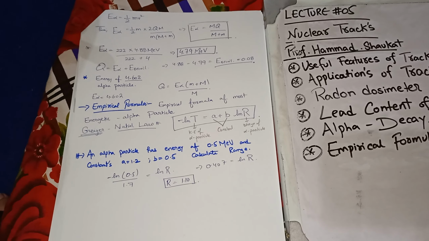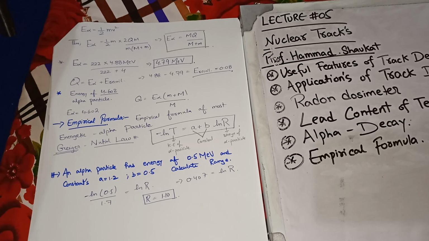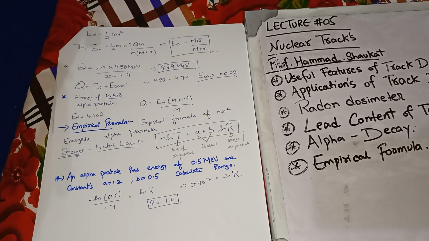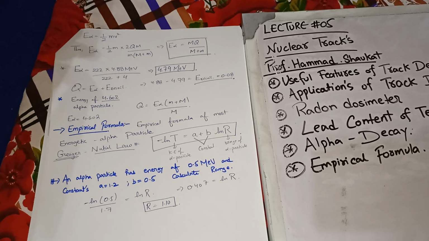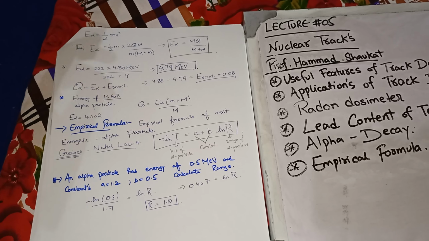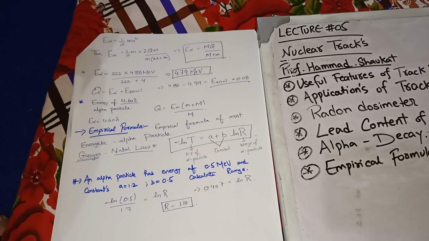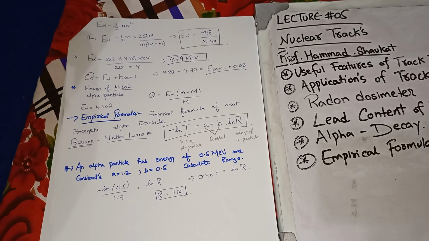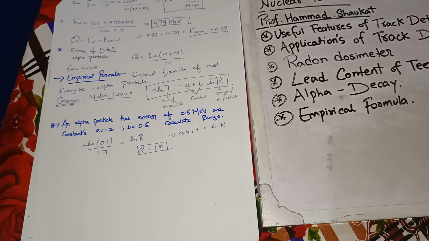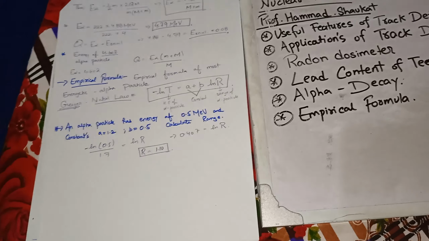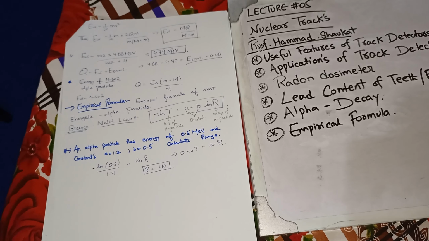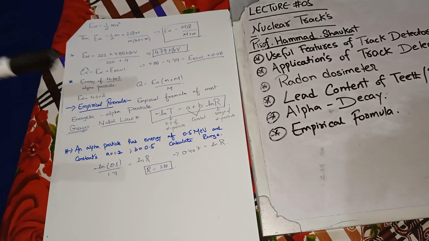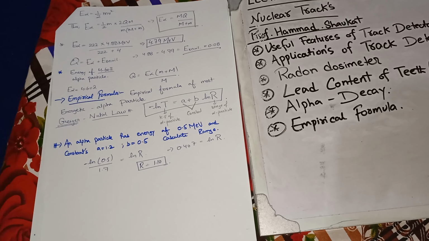This is how you can easily find the Q value of alpha decay, your E alpha value, your E recoil value, and your total energy. So that's all for this. There is another thing, the empirical formula. What is the empirical formula? It is the empirical formula used for the most energetic alpha particles.